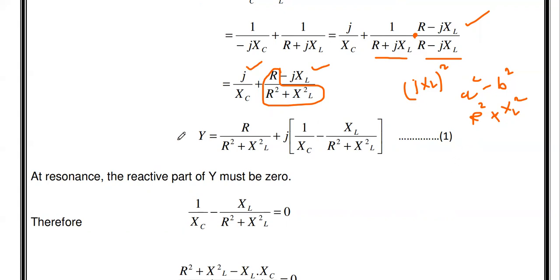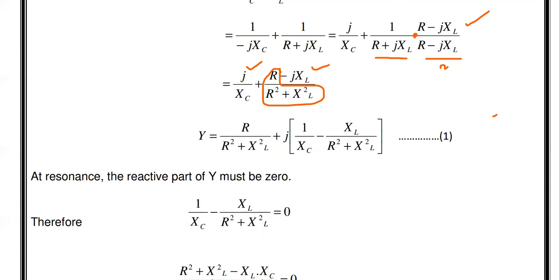So this is the total admittance of this practical parallel RLC circuit. This admittance consists of a real part and an imaginary part. You just take it as equation number 1.